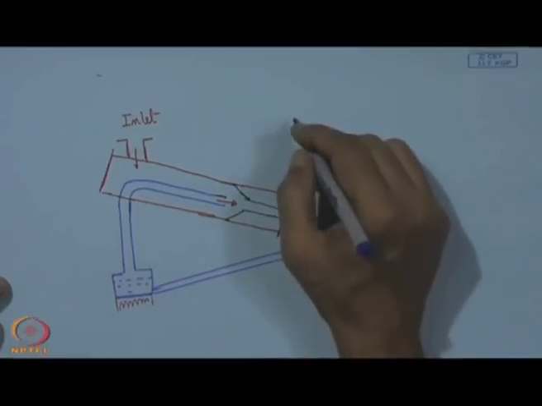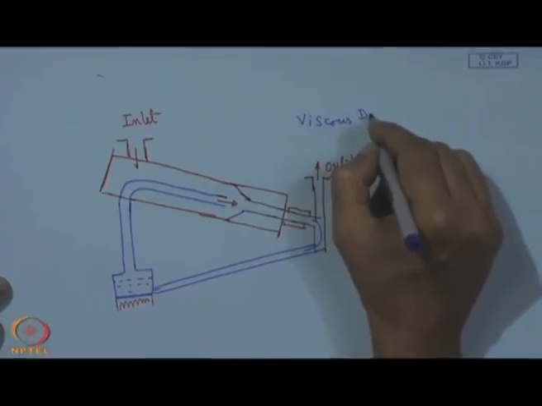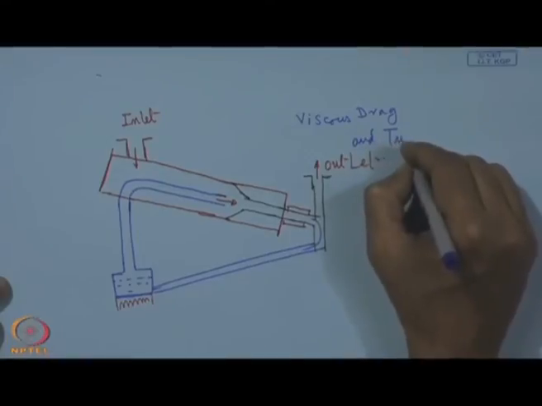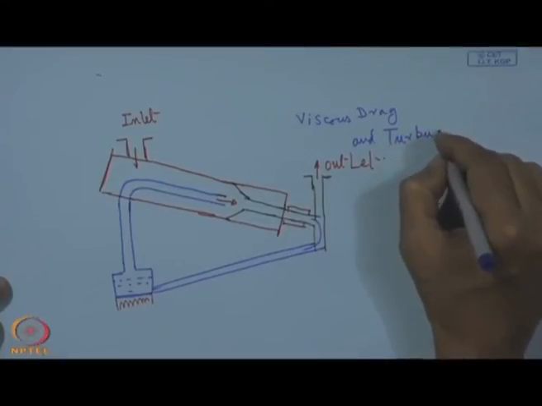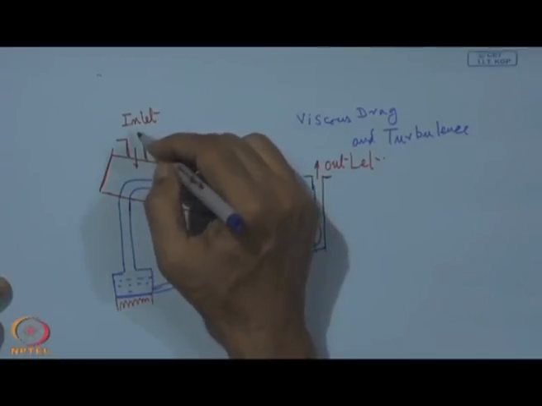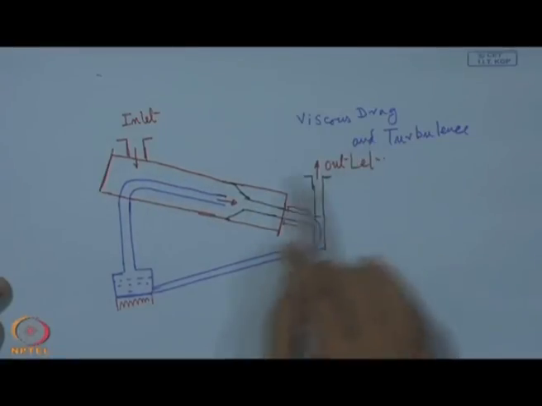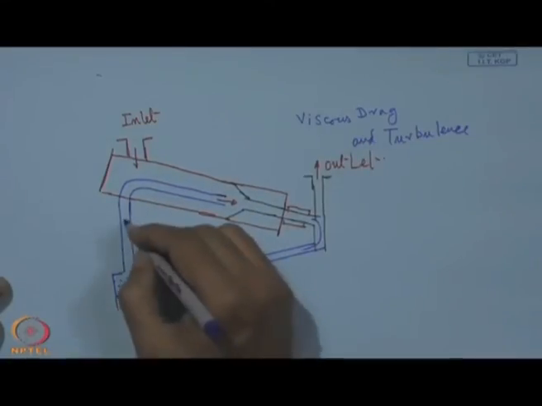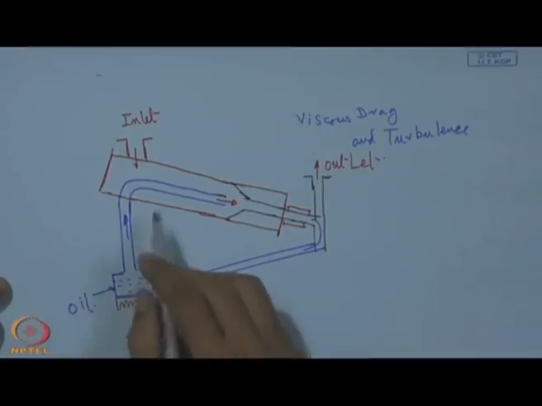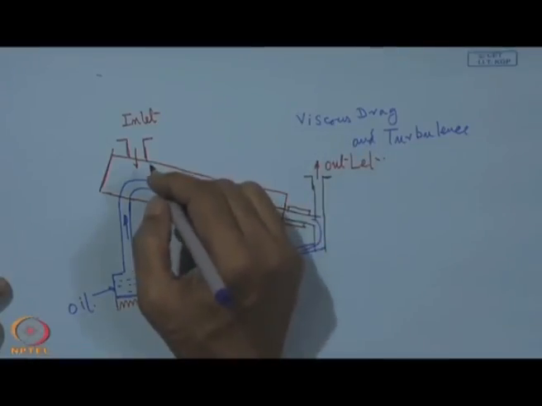And why is it called that? It is actually viscous drag and turbulence. That means this mixing, where the gas molecules are entrained by this oil vapor. So, this is the oil vapor, this is oil. So, it is actually the viscous drag and the turbulence because of this simple reason.